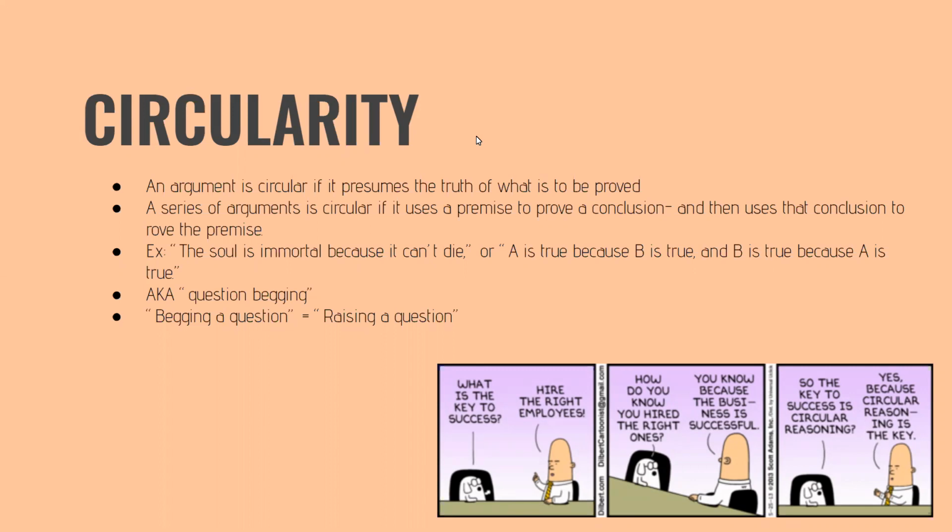A circular series of arguments might say, A is true because B is true, and B is true because A is true. A circular argument is also said to be question-begging. This differs from the new and confusing usage in which begging a question means raising a question.